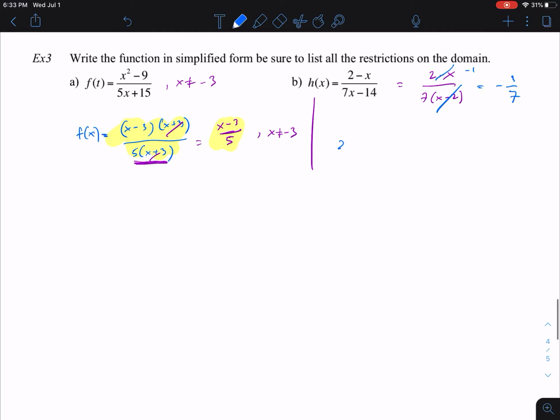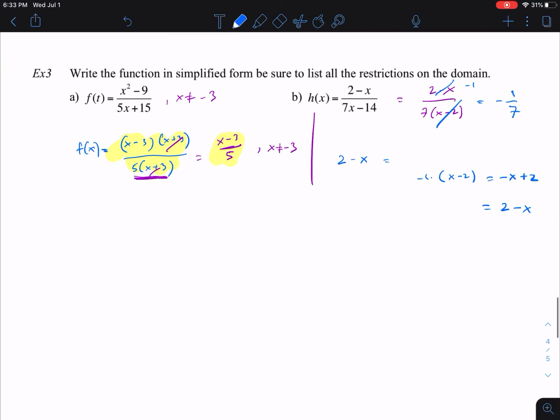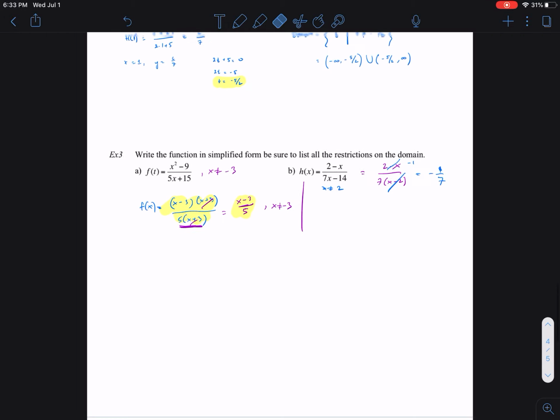So if you look at 2 minus x, and then if you look at negative 1 times x minus 2, that gives us negative x plus 2, which gives us 2 minus x, right? So when we cancel this out, they're different by negative 1, so that gives us negative 1 over 7. The restriction in this case is that x cannot equal 2, because if x is equal to 2, the denominator equals 0, so that's the restriction.